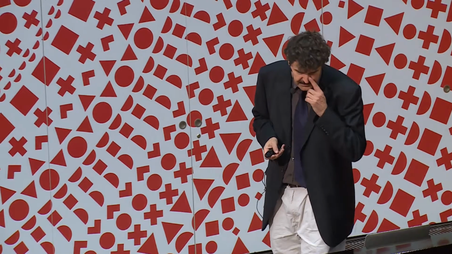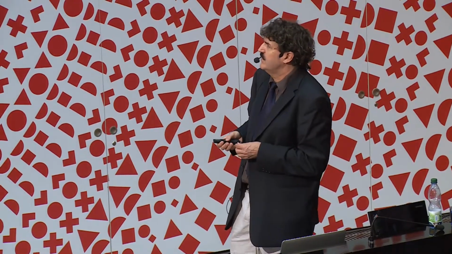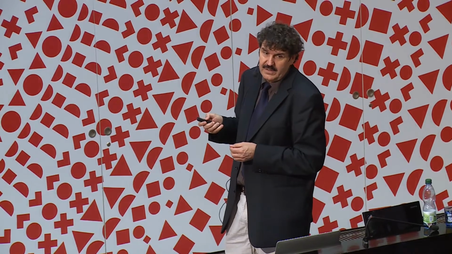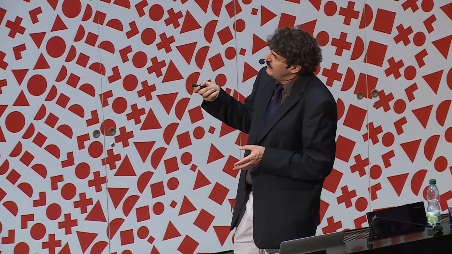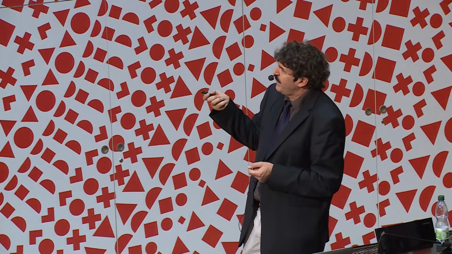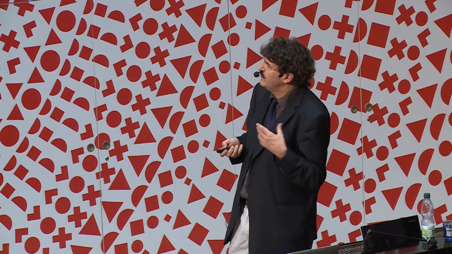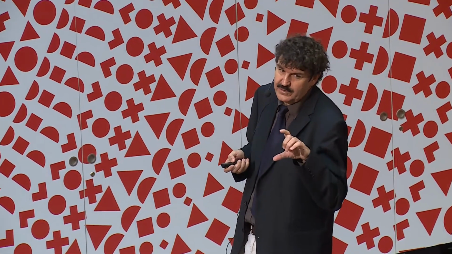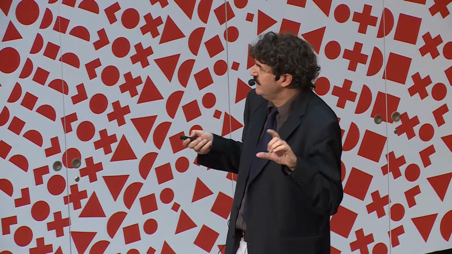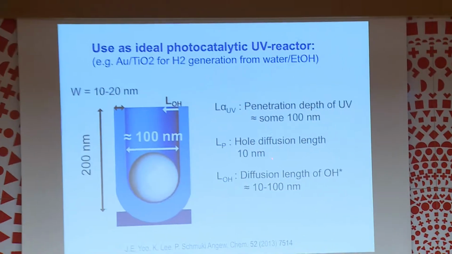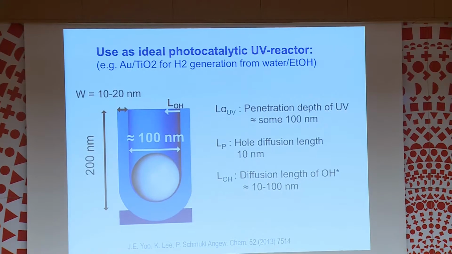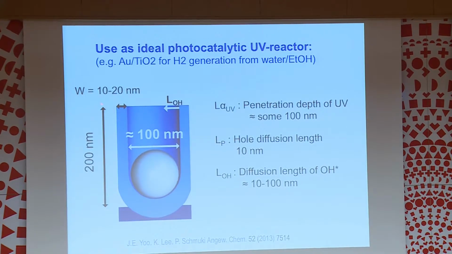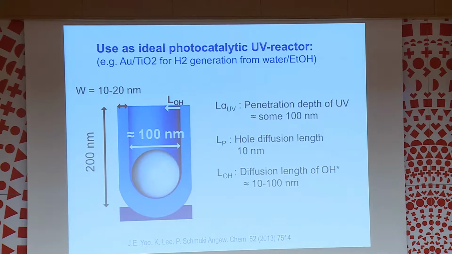If you look at our geometry here, it's almost an ideal geometry for UV water splitting, because the tube length is about 200 nanometers. This is about almost absorbing all the UV light that is available under these conditions, so a very short structure is already good enough to really absorb the UV light. Then the wall thickness is about 10 to 20 nanometers, and compared to the diffusion length of holes in titanium dioxide nanotubes, that is very advantageous too, in the same range, so we don't lose too many holes by recombination.